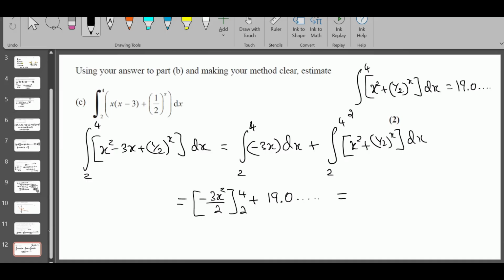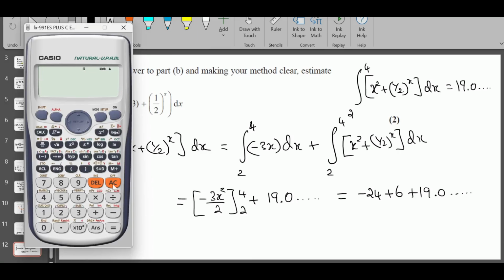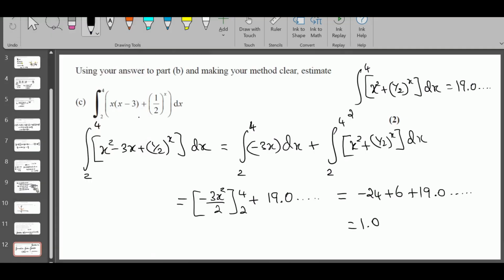When you sub in upper limit, 4 square is going to be 16 over 2 is 8, 8 3s are minus 24. Minus, when you sub in lower limit, 2 square is 4 over 2 is 2, minus 6, so it becomes plus 6, plus 19.0 ... So I'm going to calculate the value now. Minus 24 plus 6 is minus 18, plus I store the value A. So I'm getting 1.0235. You can round it to 3 significant figures: 1.02. That's all.